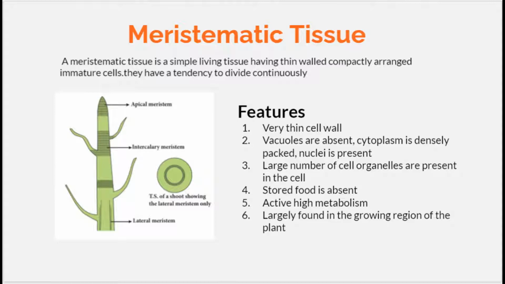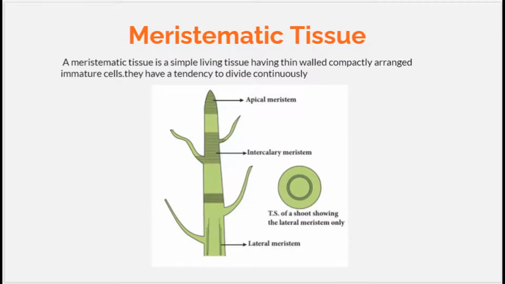Let me show you a picture of a plant. It's not the exact plant, it is a model plant. I am explaining it so that you can get an idea where the different types of meristematic tissues are found. So you can see in the picture there are three types of meristematic tissue. The first one is the apical meristem. You can see the position of the apical meristematic tissue or the cells which are found there. The second one is the intercalary meristem, and the last one is the lateral meristem.